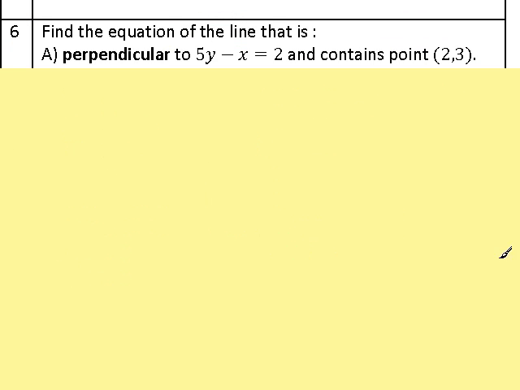In number 6, we want to find the equation of a line that is perpendicular to this line and contains this point. So first let's figure out what the slope of this line is, and then we'll take the negative reciprocal. So we're going to put this line in the form y equal mx plus b, bring the minus x over to the right as a plus x, so we have 5y is equal to x plus 2, and now divide both sides by 5. And we have y is equal to 1 over 5 x plus 2 over 5.